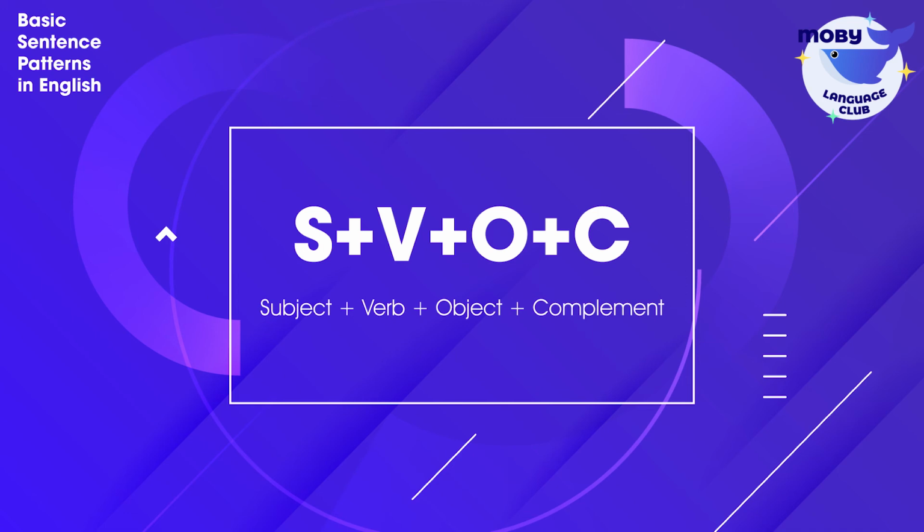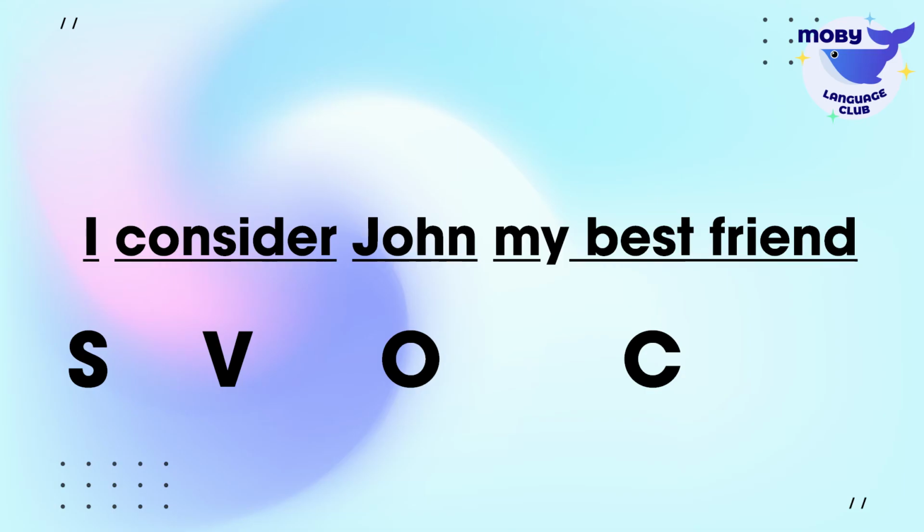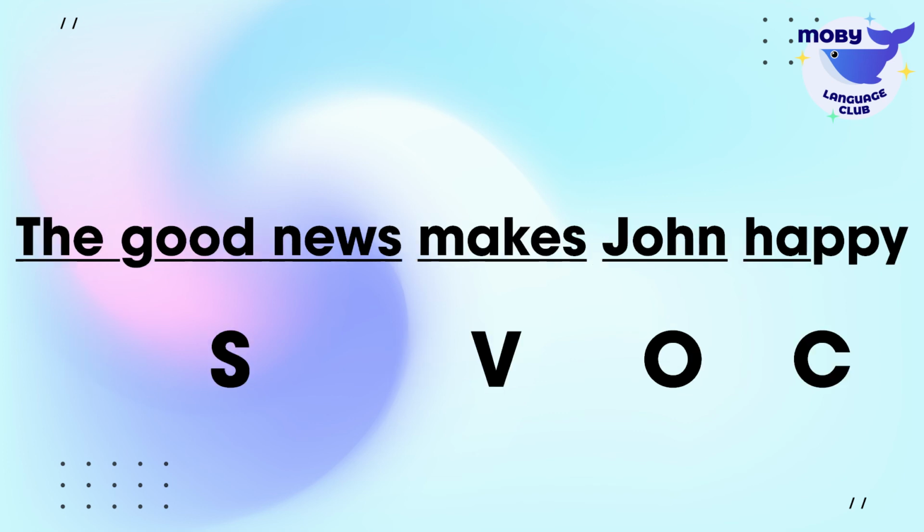The last basic sentence pattern we have in English is the SVOC. This sentence pattern includes a subject, a verb, an object, and a complement. Let's see some examples. I consider John my best friend. The good news makes John happy.